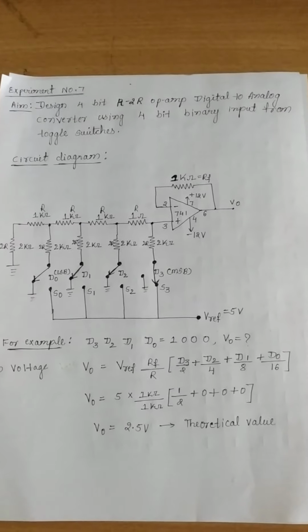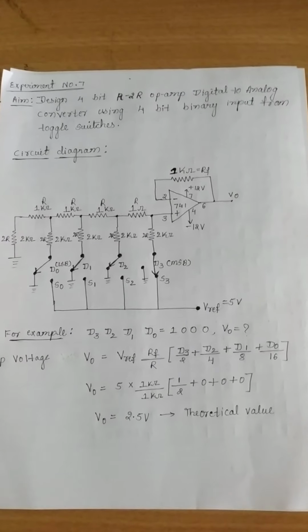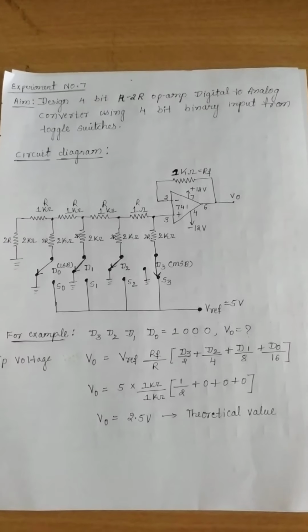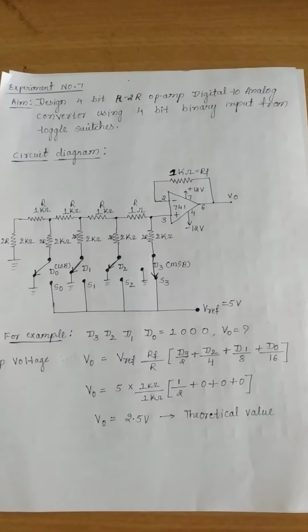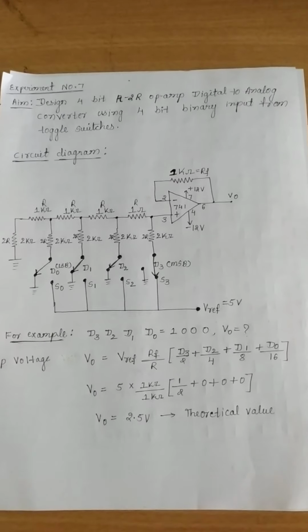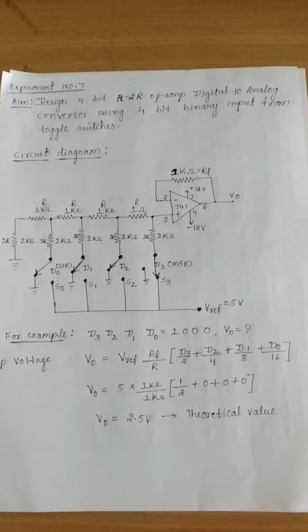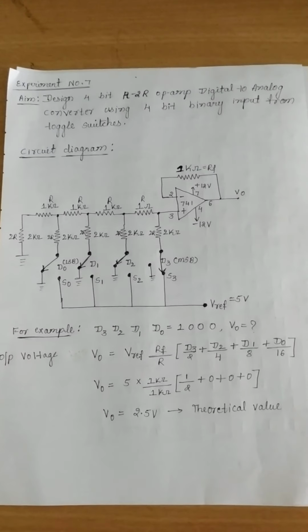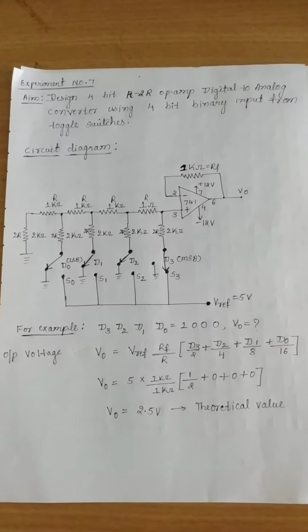Here I have shown the output voltage equation as V0 is equal to V reference times RF by R times D3 by 2 plus D2 by 4 plus D1 by 8 plus D0 by 16. Okay, here we have taken D3 as 1 and the remaining bits as zeros, RF as 1 kilo ohm, R as 1 kilo ohm, and V reference as 5 volts. After substituting all these values, we will get V0 as 2.5 volts.